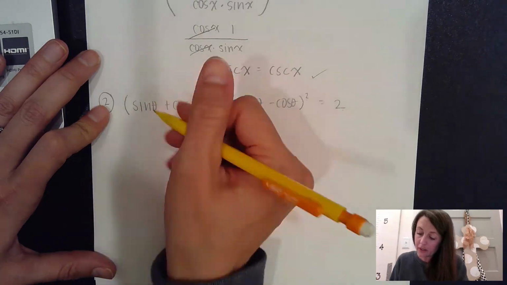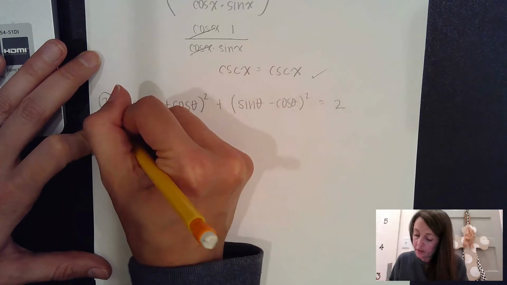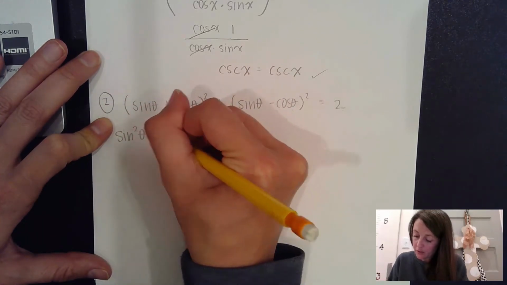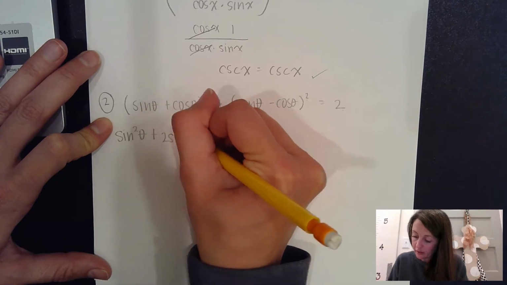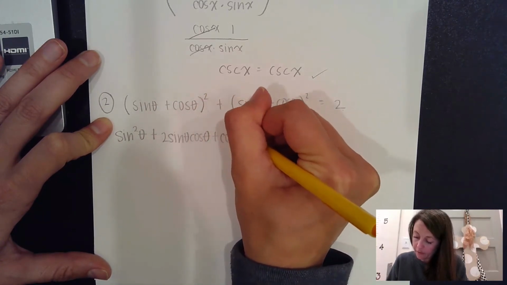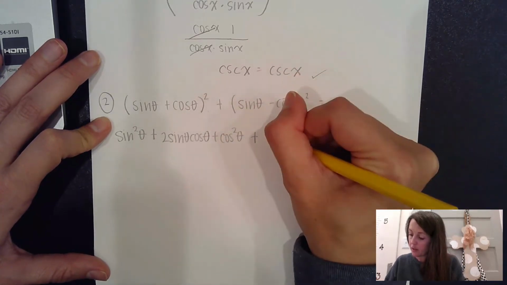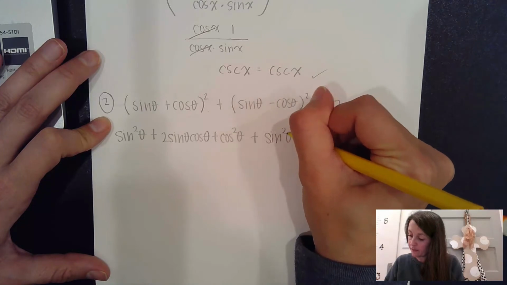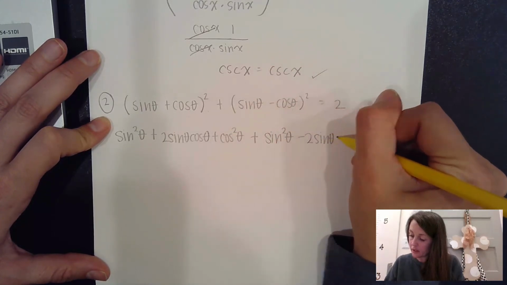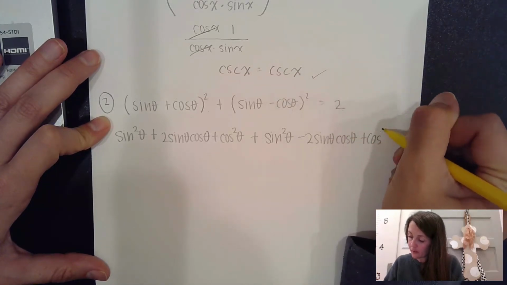So when I multiply this, sine theta plus cosine theta, all of that squared, it's going to be what? Sine squared theta plus 2 sine theta cosine theta plus cosine squared. So I'm just foiling it out. And then I'll do the same thing here. So it'll be a sine squared theta minus 2 sine theta cosine theta plus cosine squared theta.